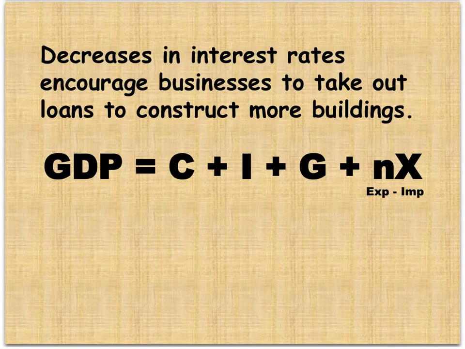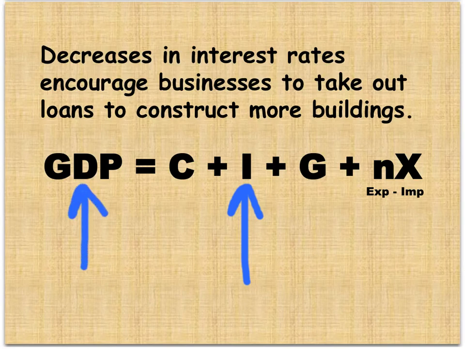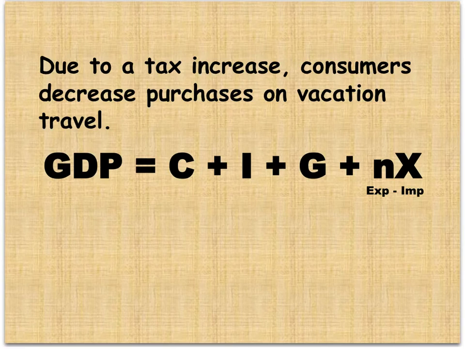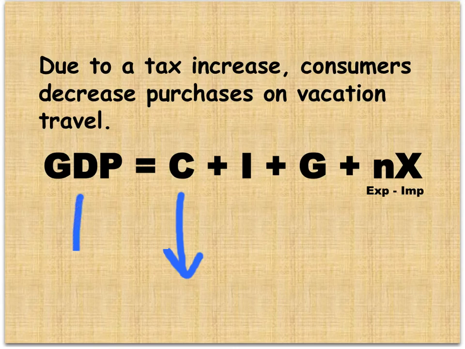Decreases in interest rates encourage businesses to take out loans to construct more buildings. Well, businesses are going to construct buildings. That means they're going to be constructing capital, like factories and office buildings. In fact, almost all investment spending is done with borrowed money, so lower interest rates would encourage that. So investment goes up, and of course, GDP goes up. Due to a tax increase, consumers decrease purchases on vacation travel. That's very clear. Consumption is going to go down. Households are buying less vacation travel, which is a consumer good, and therefore GDP as a whole will go down.